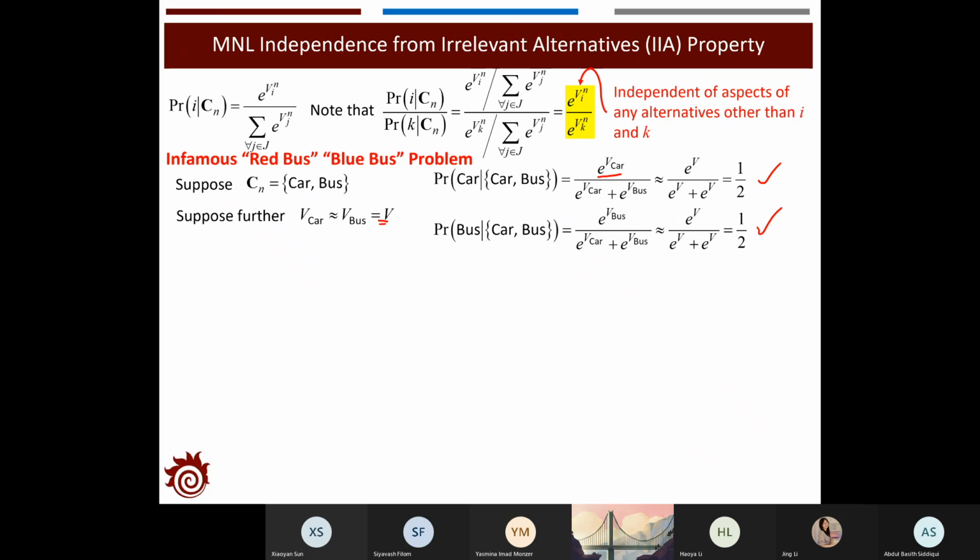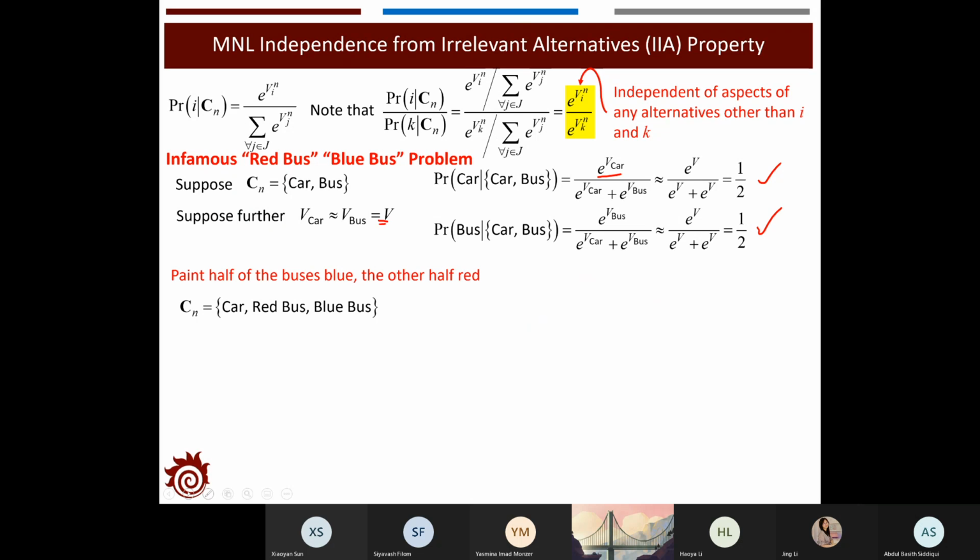And now, I'm going to give you a new scenario. The city transit center decides to repaint the bus. So we paint half of the buses blue and half of the buses red. With that, for all the people in the city, they have three different modes they can take. One is car, one is red bus, the other one is blue bus.